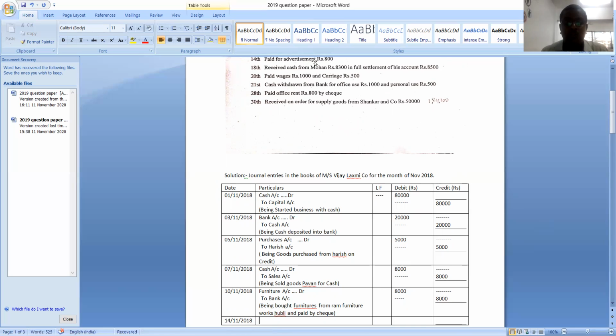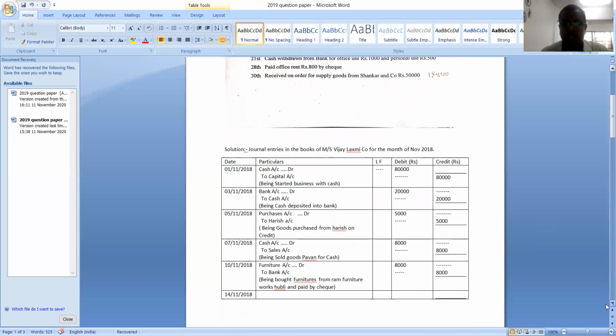So which are the two accounts? One is advertisement account. Another one is paid, it indicates what? It indicates cash. So one is advertisement account and another one is cash account. Another one is which account? It is a cash account.